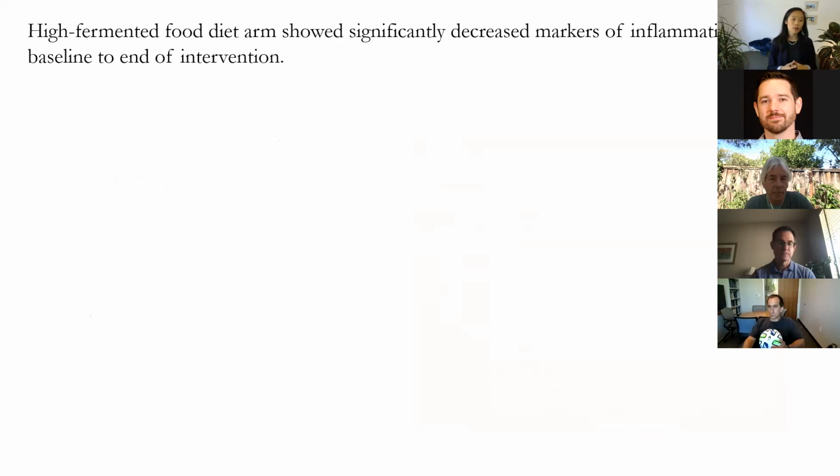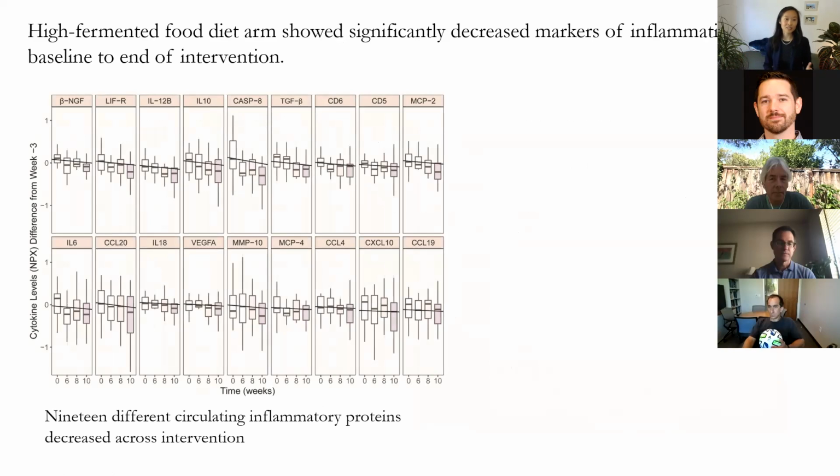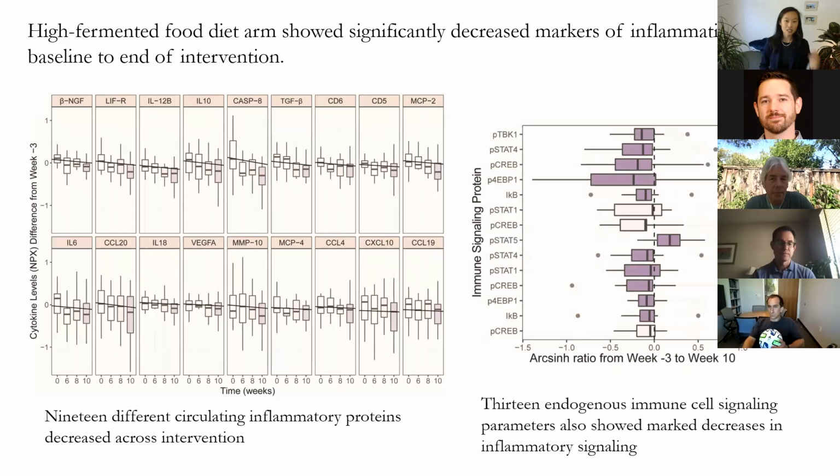So I mentioned before, we measured 230 things. How many of those actually changed? Was it 1 or 2 things that decreased? No, we saw 19 different circulating inflammatory proteins decrease across intervention and 13 endogenous immune cell signaling parameters also showing marked decreases. This is what we're talking about when we say we're looking for trends. We're not picking out one or two things that happen to decrease.